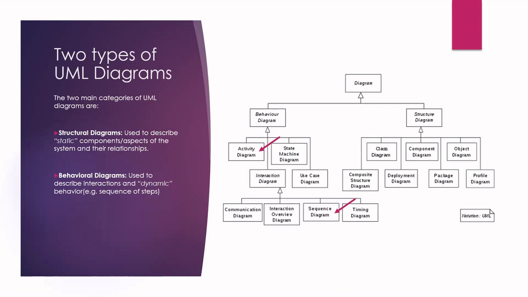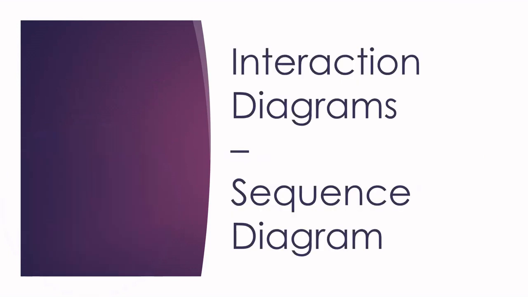Now you might recognize the activity diagram because it is used in other disciplines as well. It's not specific to software, but it's definitely useful for software modeling as well. So we start with the interaction sequence diagram.